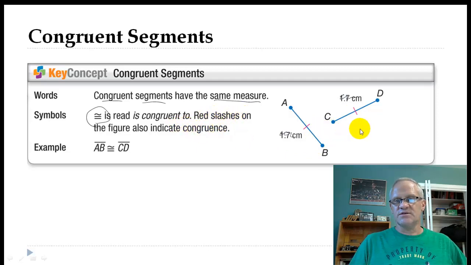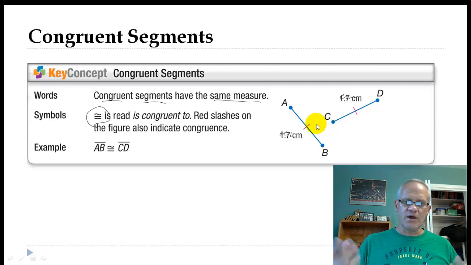Red slashes indicate congruence. So if you see a drawing with a little slash through each line, that means they're congruent. Likewise, if there are several sides that are congruent, you might see one slash and one slash. That means those are congruent to each other. And then you might have another two sides with two slashes through them, which means those are equal to each other, but not equal to the ones with one slash. So you can have more than one combination of those slashes. You could have one, two, or three slashes, however many you need, to tell you which are congruent to each other.